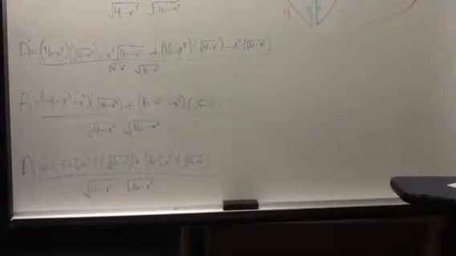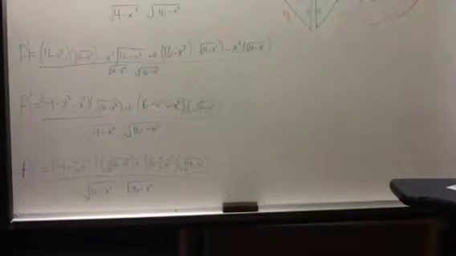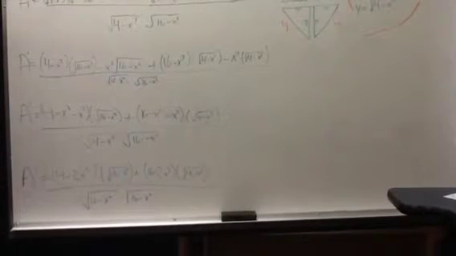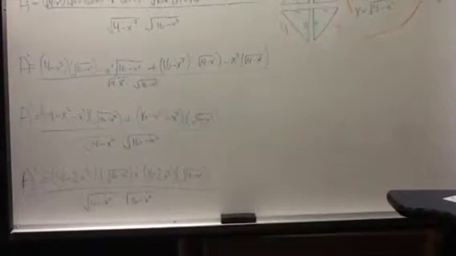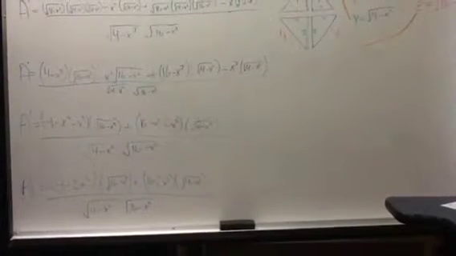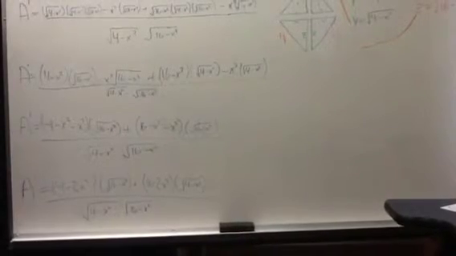Derivative of the area is 4 minus 2x squared multiplied by the root of 16 minus x squared plus 16 minus 2x squared multiplied by the square root of 4 minus 2x squared, all over root 4 minus x squared multiplied by root 16 minus x squared.